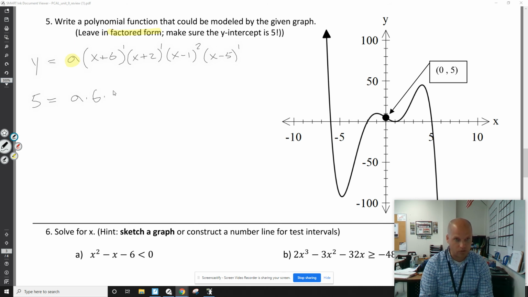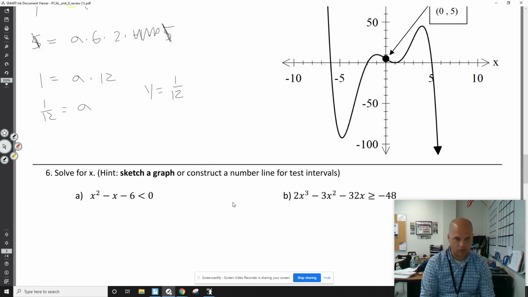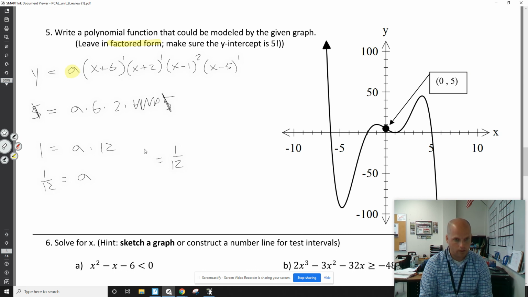A times 6 times 2 times -1 times -5 is not a nice number. I'll divide both sides by 5, and I get a 1. The -1 and the -1 will go away to be a +1, so that's not that bad. I get a times 12 equals 1, a equals 1/12. So I believe my equation is 1/12. I'm not even going to rewrite it. I'll just say a is 1/12, and I'll say 1/12 goes over there.